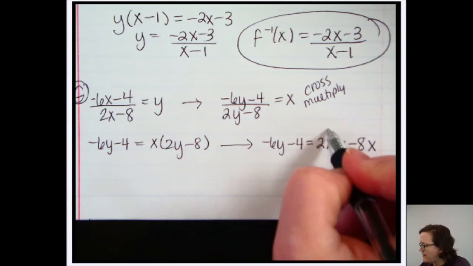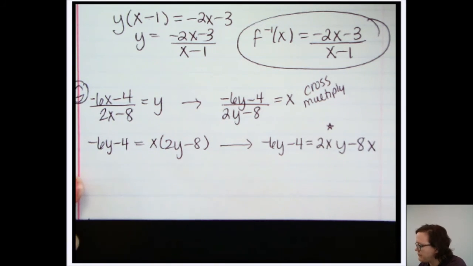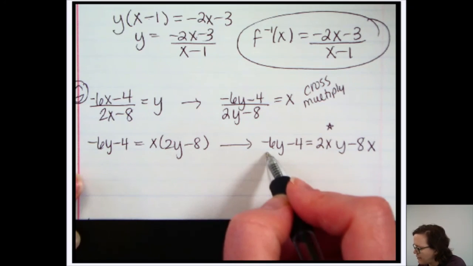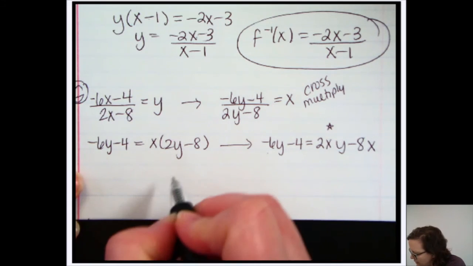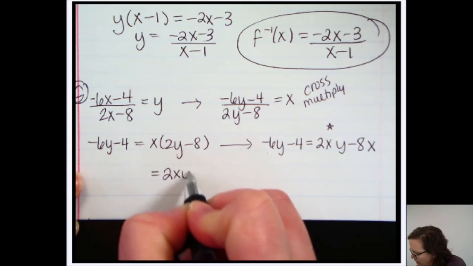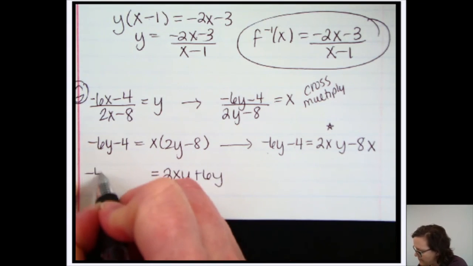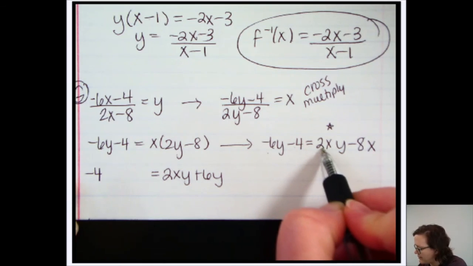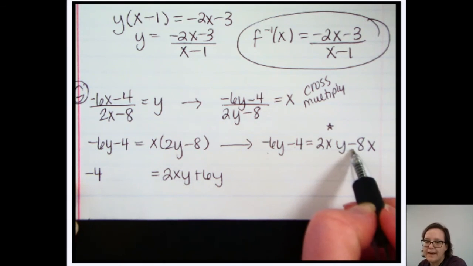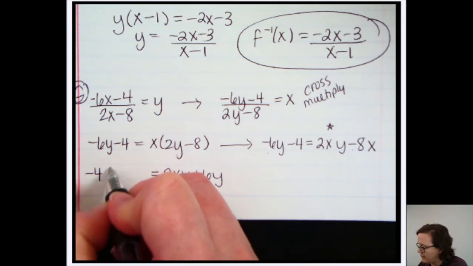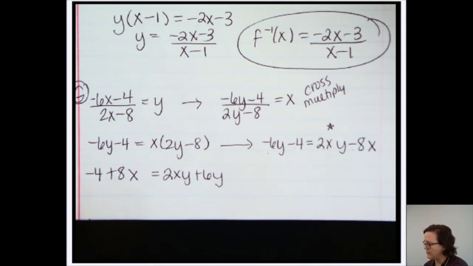I think I want my y's on this side. So that negative 6y needs to go to the other side. So right now we have 2xy plus 6y. This negative 4 wants to stay. That 2xy wants to stay, and we need to kick off the 8x, so we're going to add 8x here. So let me take a minute and check that that's right.